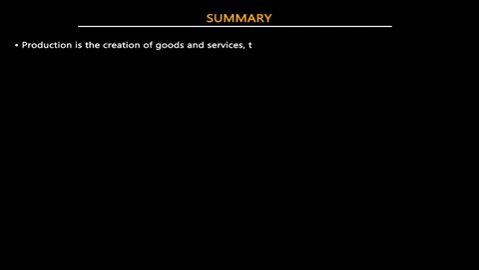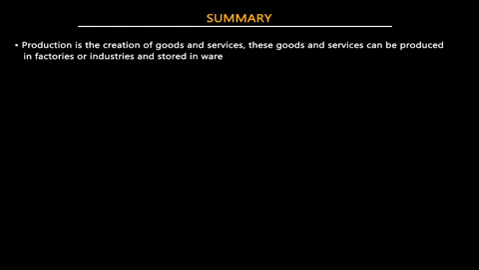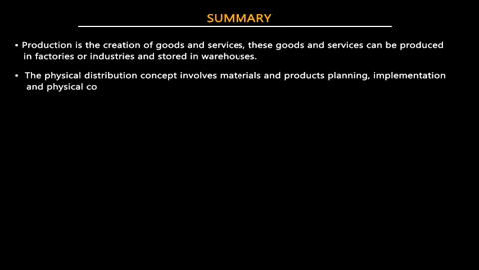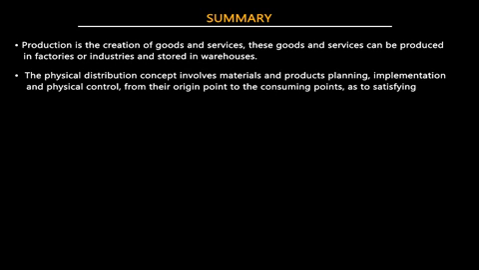Now in the end, let us summarize what we have learned in this lecture. Production is the creation of goods and services. These goods and services can be produced in factories or industries and stored in warehouses. The physical distribution concept involves materials and products planning, implementation, and physical control from their origin point to the consuming points, so as to satisfy consumers' needs and get profit for the organization.